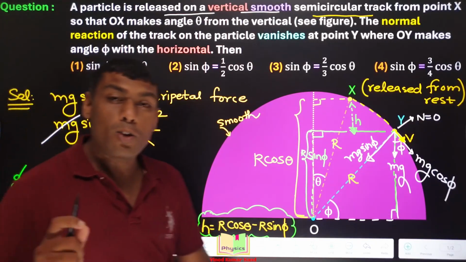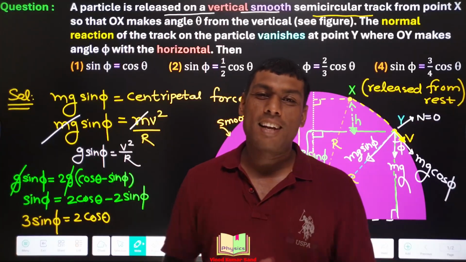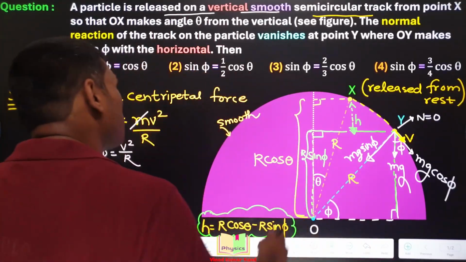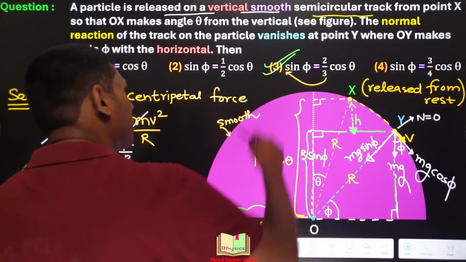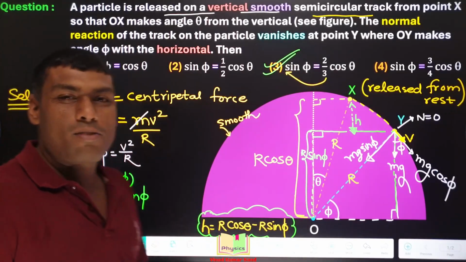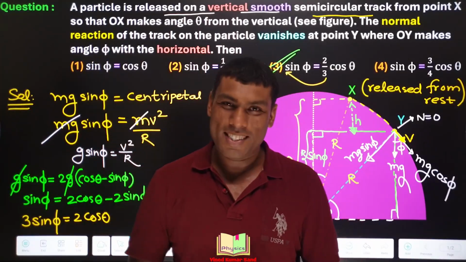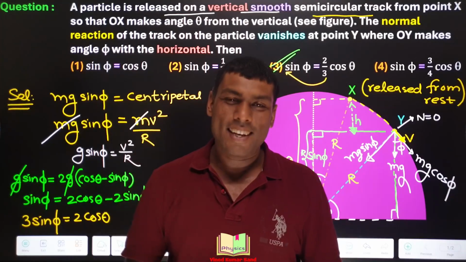Do we have any option which says 3 sin phi is equal to 2 cos theta? I think this is the third option. The 3 can be brought here. So we have 3 sin phi is equal to 2 cos theta. That is the correct answer.